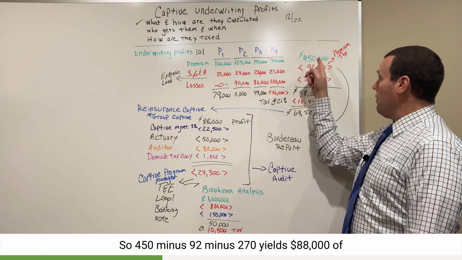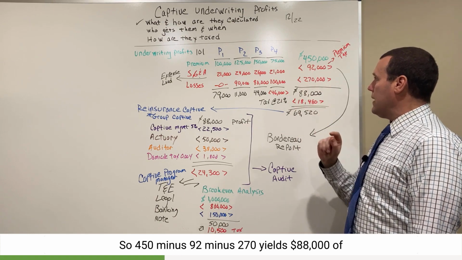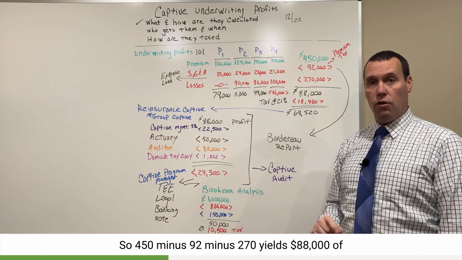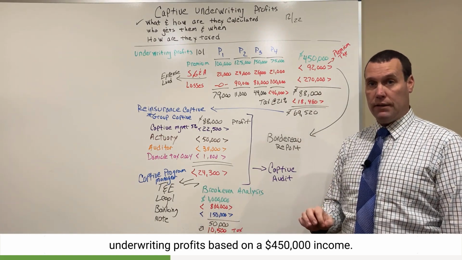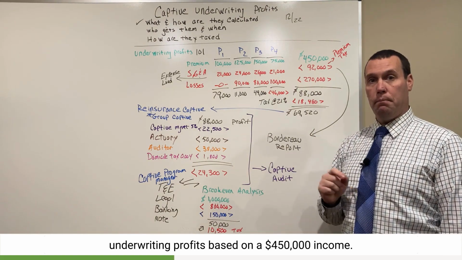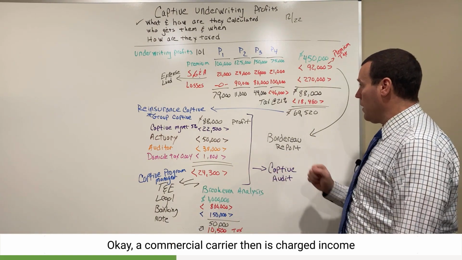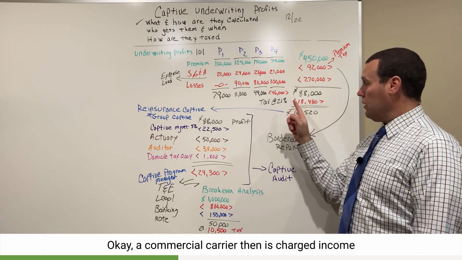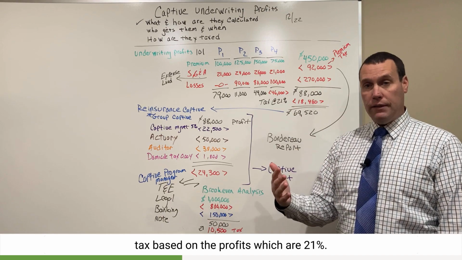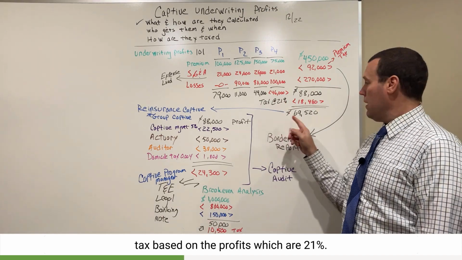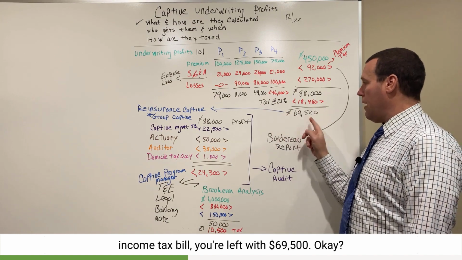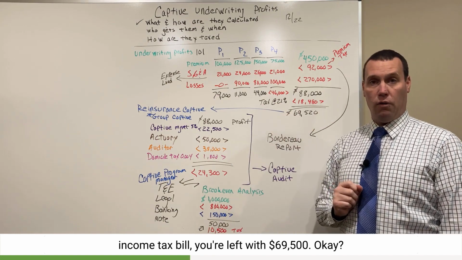So 450 minus 92 minus 270 yields $88,000 of underwriting profits based on a $450,000 income. A commercial carrier then is charged income tax based on the profits, which is 21%. So when you pay your income tax bill, you're left with $69,500.